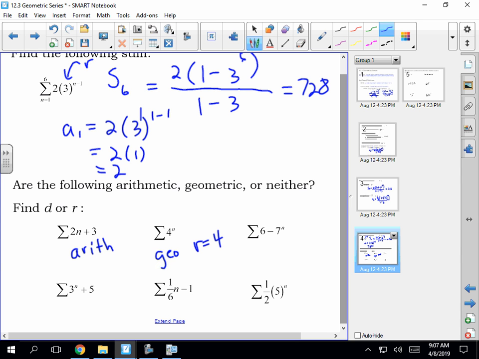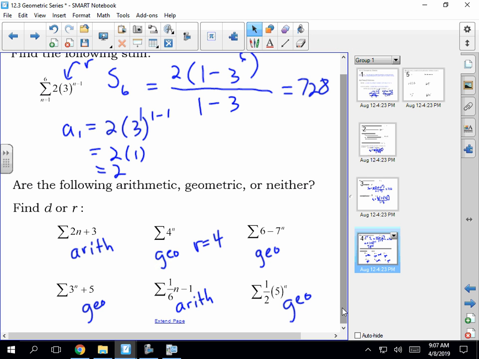This one is geometric as well. Geometric as well. This one's geometric right here. We have a multiplier of 5. Geometric here. And then this one's arithmetic. So the geometric ones have a base to a power. That's how you can identify it. And that base is your r.